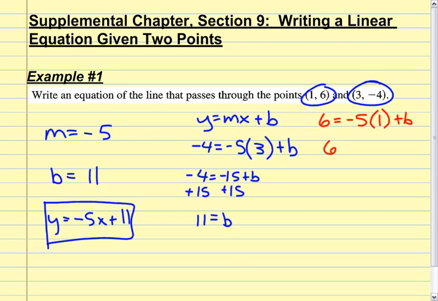Now I'm going to get 6 is equal to -5 plus b. Add 5 to both sides, and I get 11 is equal to b. The same thing again, right? So it does not matter which of the 2 points you choose, they're still going to give you the same y-intercept. So use the 2 points to find the slope. Choose one of them to then plug into y equals mx plus b to find out what the y-intercept is. Once you do that, you got your line.